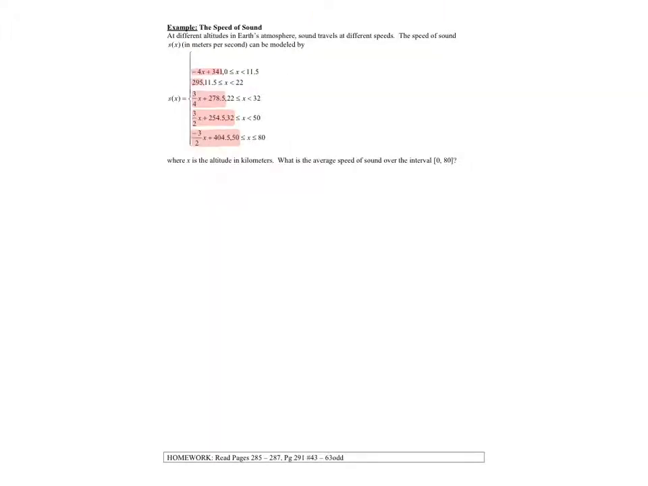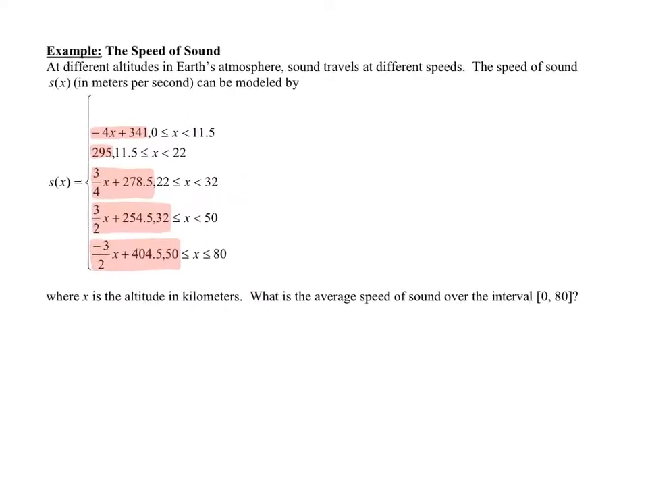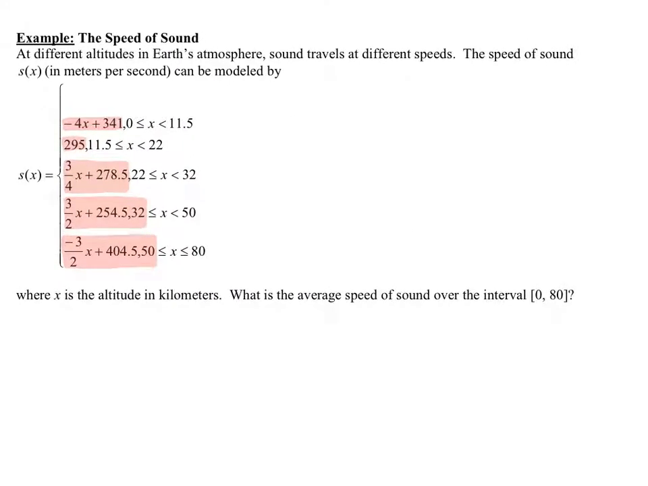So let's look at an example. There's a good example of something that changes, but we want to get an average value for, and that is the speed of sound. If you look up the speed of sound, it'll give you an exact number. But the reality is, at different altitudes in the Earth's atmosphere, the sound actually travels at a little bit different rate. A little bit different speed.